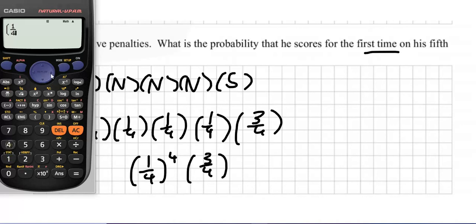or you can do a quarter multiplied by a quarter by a quarter by a quarter, which I'm even sick of saying.